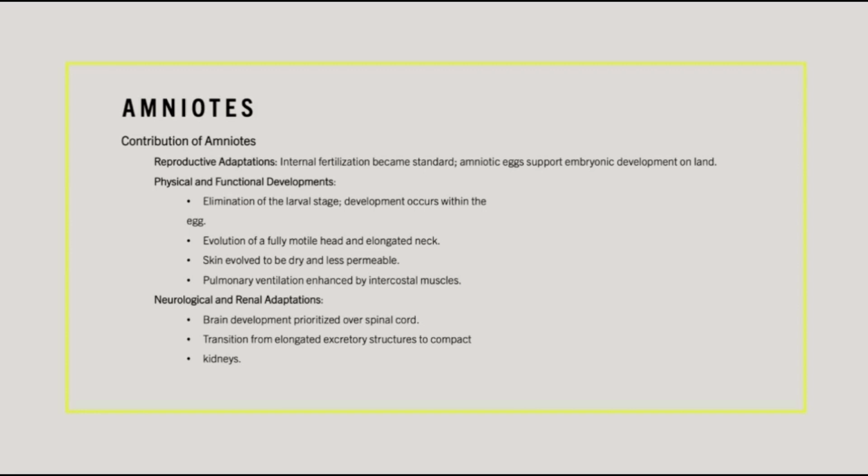Now, the amniotes also were able to eliminate the larval stage, and development would happen within the egg whilst the embryo is protected, as we said. The amniotes would also develop a motile head and elongated neck. Again, this would help them with predation, and essentially getting food. Their skin evolved to become a bit more dry and less permeable, and this was so that we don't lose water, because these amniotes, as we said, were trying to make sure that they weren't so dependent on water, okay?